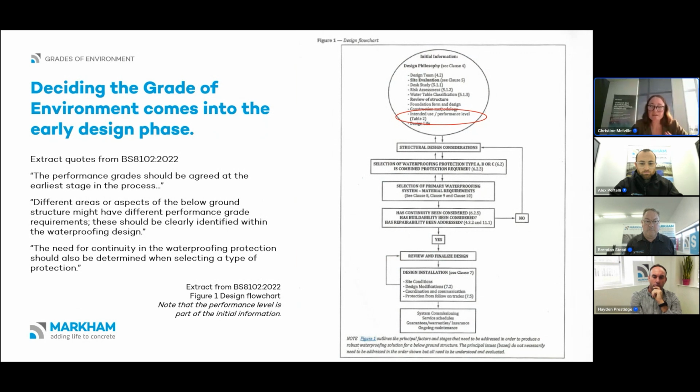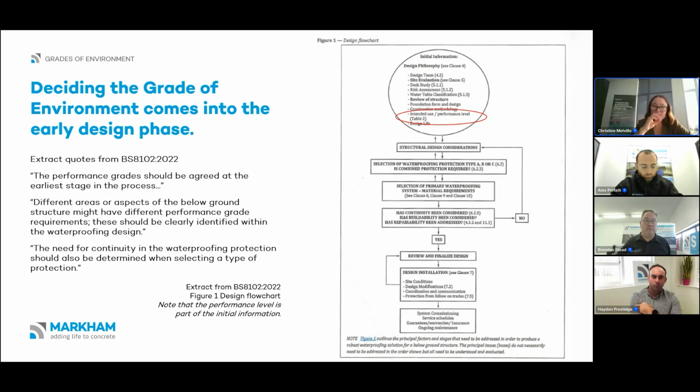So when you're looking at collaborating with your design team, when you're assessing the site, when you're looking at risk, and the 2022 version also dictates that you need to look at the future risk, not just the risk now, not just where the water table is now, but where is it likely to be in the future if somebody builds a building next to you. And so all of that assessment comes in that early design phase.